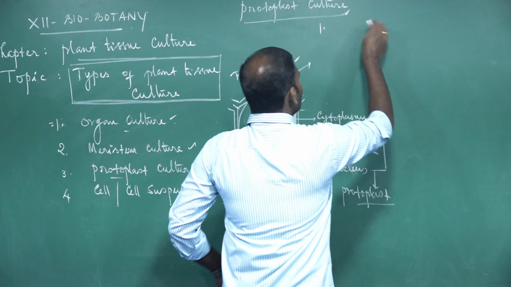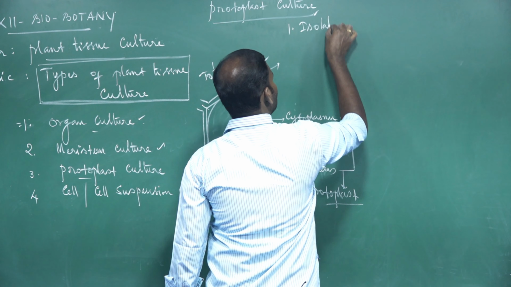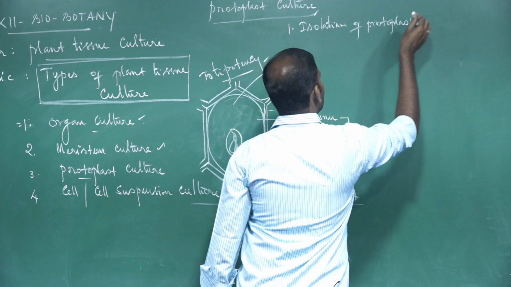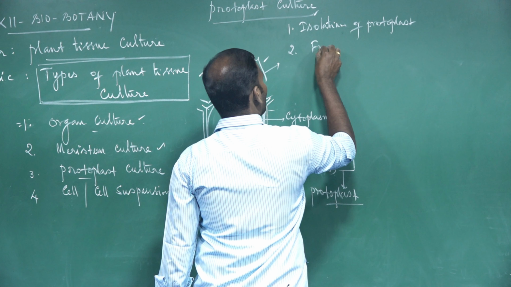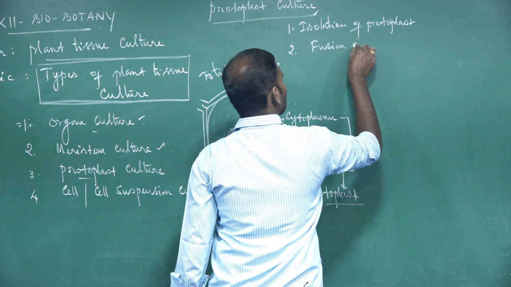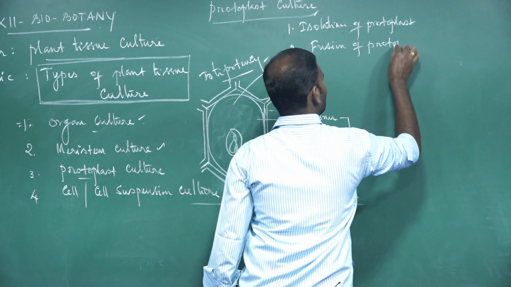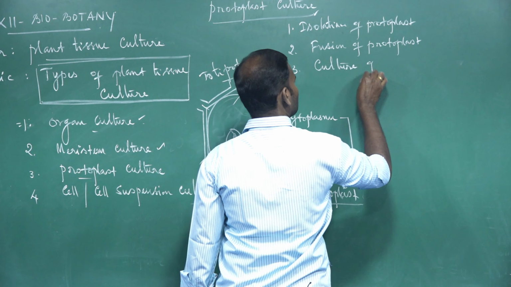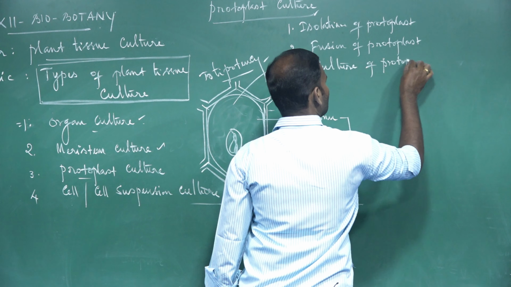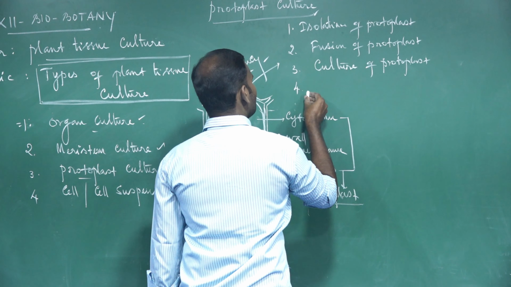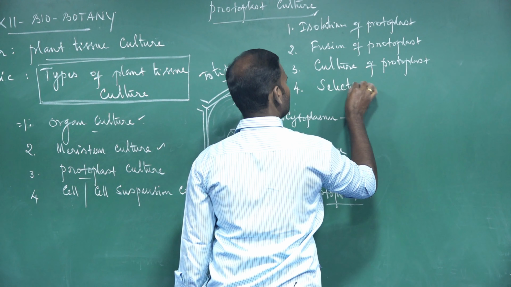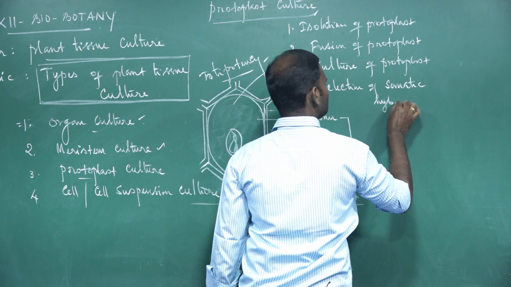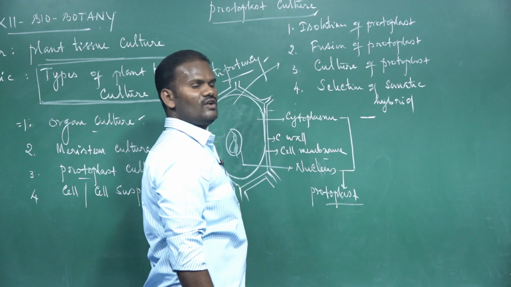First one is isolation of protoplast. Second, fusion of protoplast. Then third, culture of protoplast. Then fourth one is selection of somatic hybrid cells. So these are the steps that are involved in the protoplast culture.